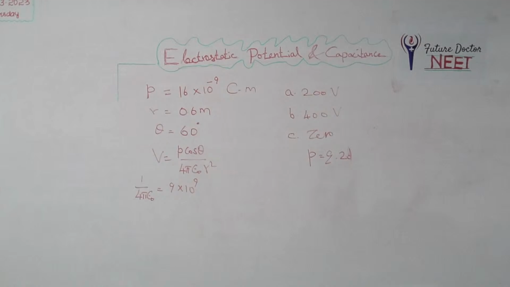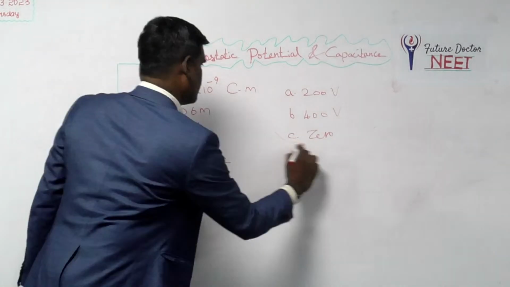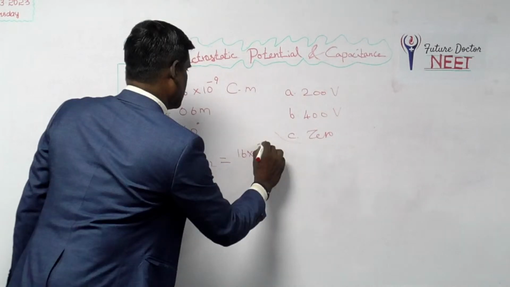Yes, now you want to substitute. There's no need, this is just to learn how to substitute. What's the P? P is 16 into 10 power minus 9 into cos theta, cos 60 degree, divided by 4 pi epsilon naught, 9 into 10 power 9, divided by r square. R is 0.6 square. Simplify and say which is the correct option.